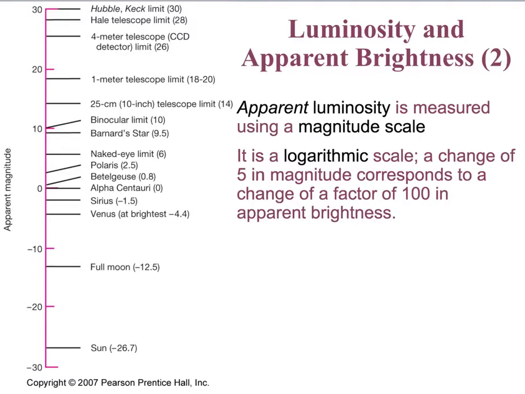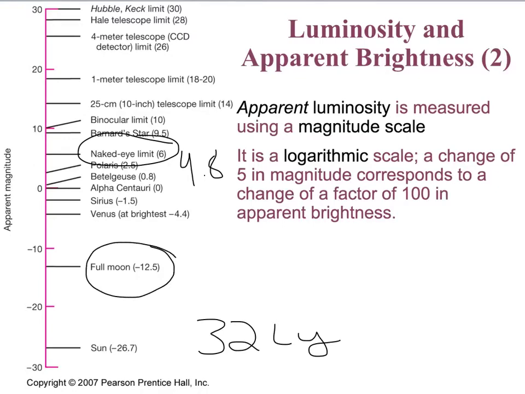But if we put everything at the same distance, and astronomers have given this arbitrary distance of 32 light years, that would give us the absolute magnitude. If we put everything at 32 light years, the sun would only have a magnitude of 4.8. But notice that our naked eye limit is 6, so we would barely be able to see the sun at 32 light years away. The full moon has a value of negative 12.5. If we put that at 32 light years away, it would be way up here.